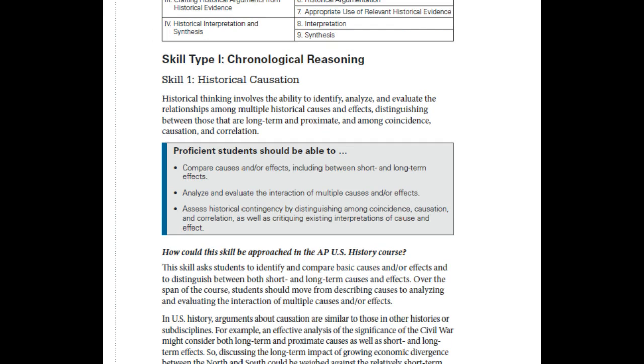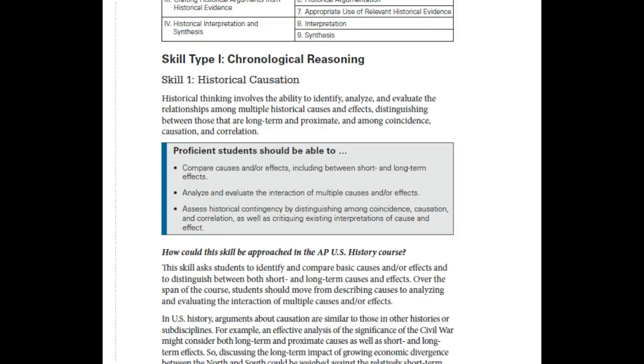So the first skill type, chronological reasoning and historical causation, really says that students who are proficient in AP United States history should be able to compare causes and effects between short and long-term events that happen. You should be able to analyze and evaluate the interaction of multiple causes or effects. So if you have World War I, for example, there may be many, many causes for that, and there are definitely many effects to World War I. You should be able to analyze and explain those different causes and maybe identify the most important one, perhaps.